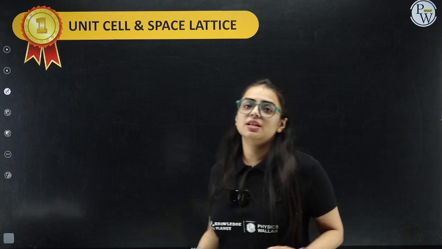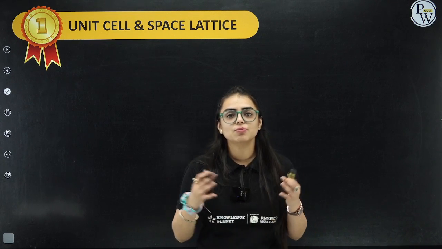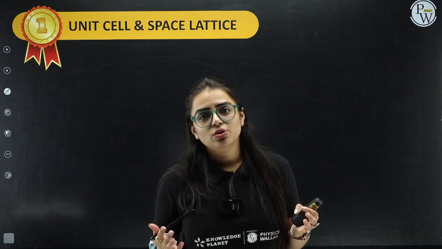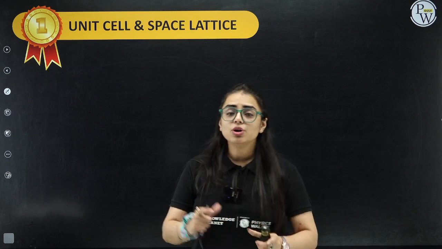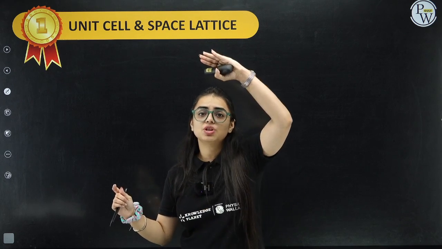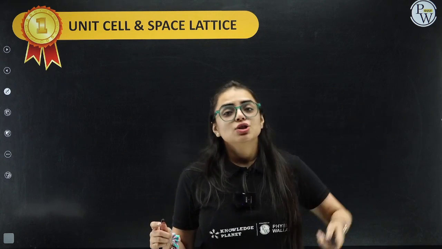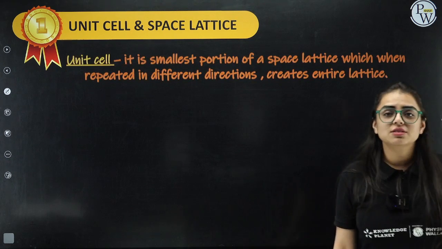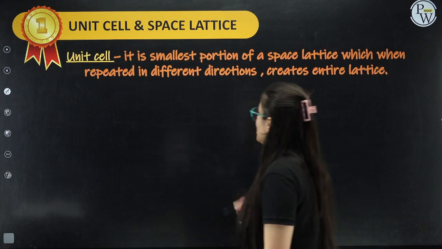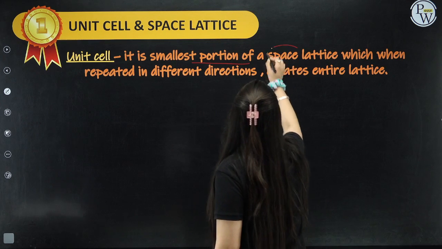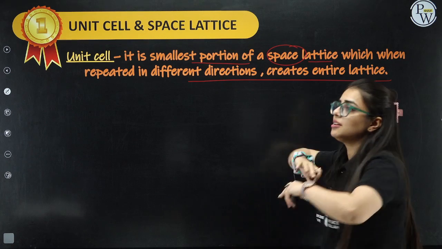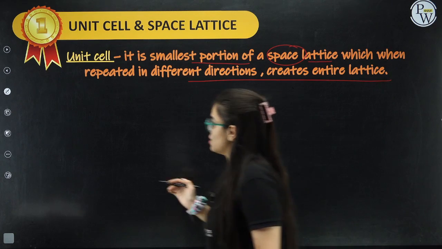Now students comes unit cell and space lattice. What is a unit cell and space lattice? See, for example, if you have to make a building, first you will make a wall. How are you going to make a wall? You are going to take a brick and repeat that brick, and on repetition that will create a wall. So this is what a unit cell is, which on repetition will form a crystal lattice. Let us understand in depth about the unit cell. It is the smallest portion of a space lattice which, when repeated in different directions, creates the entire lattice.